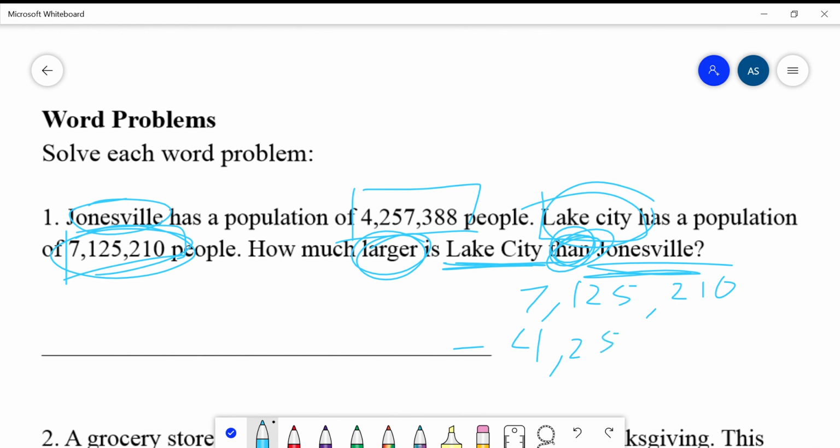200,000, 57,000, and then 388, right? And you're going to be solving for this, and then you're going to get your answer. And you'll see how much larger the population of Lake City is than Jonasville.